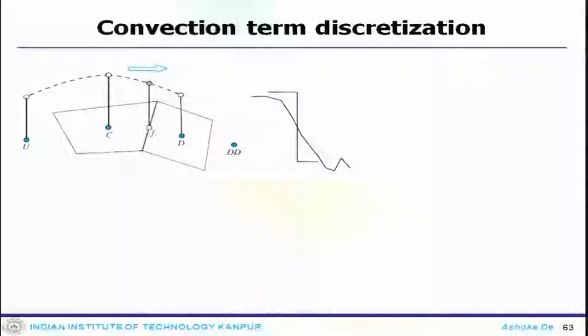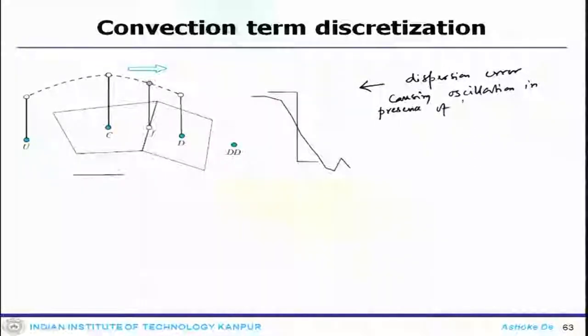Now, if you move to this, this shows a profile which is the dispersion error causing oscillation in the presence of large gradient. So, that is what happens.